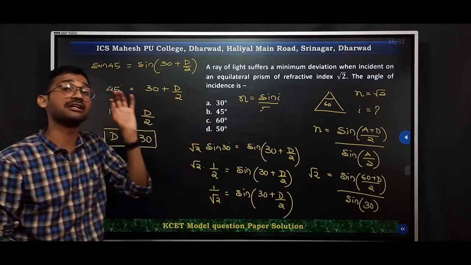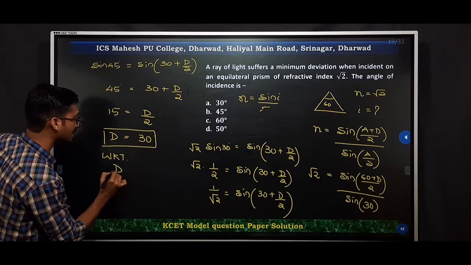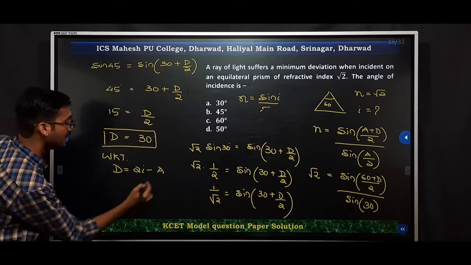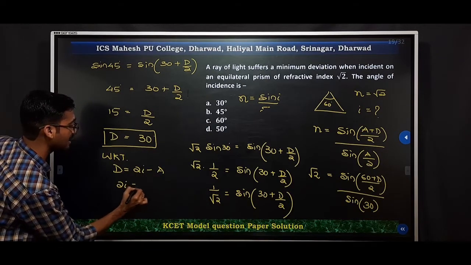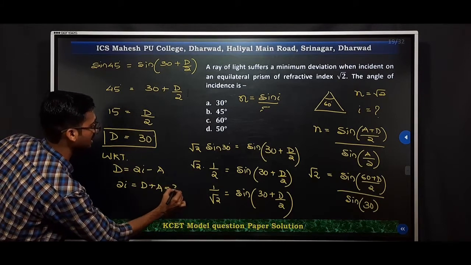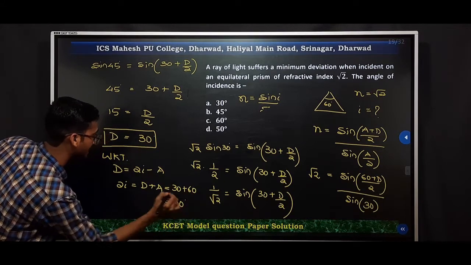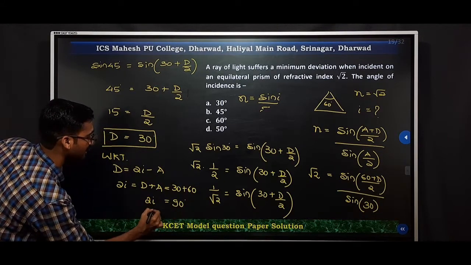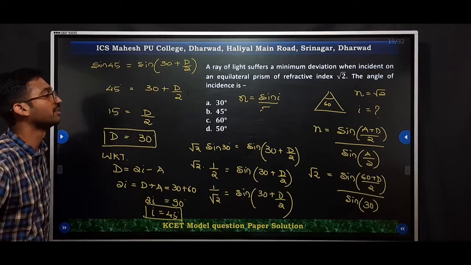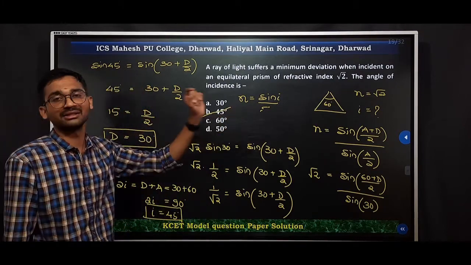But I want to have here the angle I. We know that D is equal to 2I minus A. Therefore, 2I is equal to D plus A. What is D here? That is 30. What is the angle of the prism? That is 60. Therefore, that comes out to be 90 degree is equal to 2I. Therefore, I is equal to 45 degree. So, option B is the right answer for the given question.